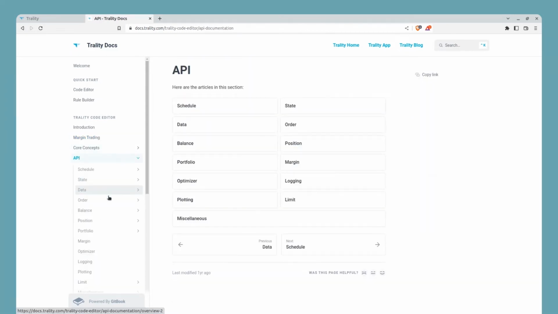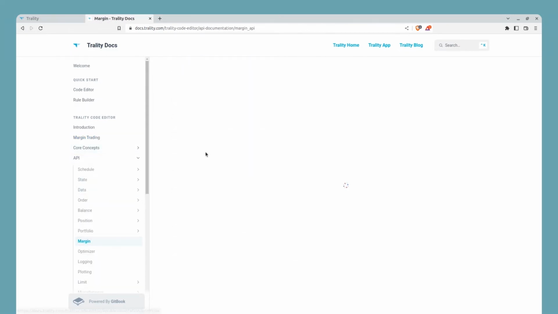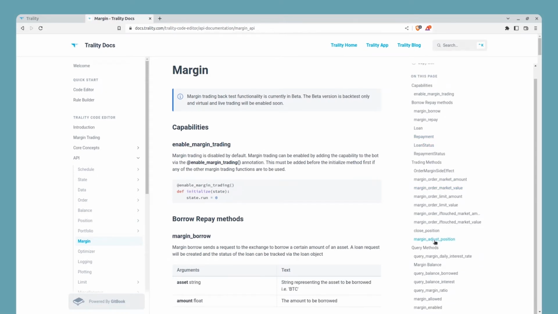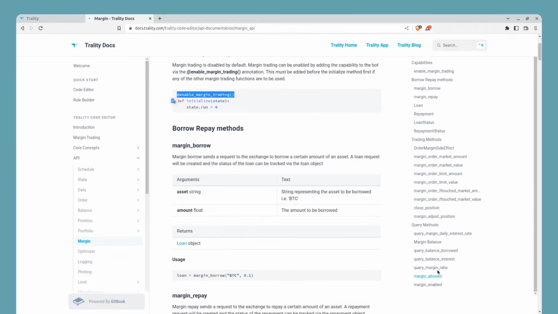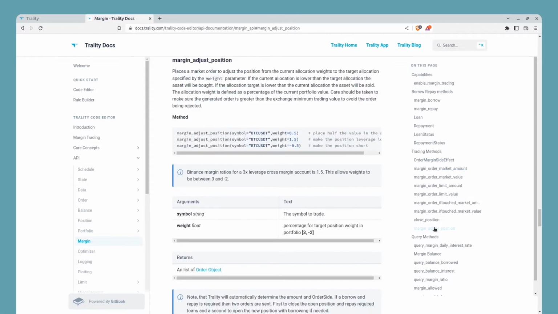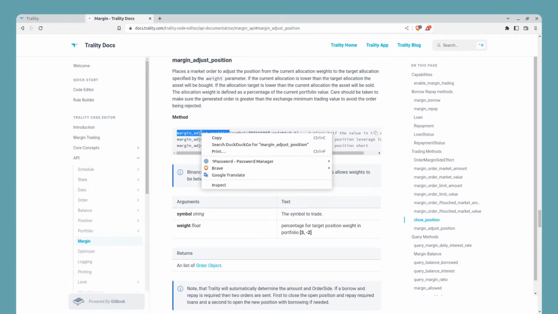Also within the API, we have the margin section. All of the specific functions related to margin trading require you to add this enable margin trading function. Otherwise, all of it will fail if you try and run it live or in backtest. All of this is separated out, and we need the enable margin trading to actually use it. So what we're going to use is this margin adjust position.